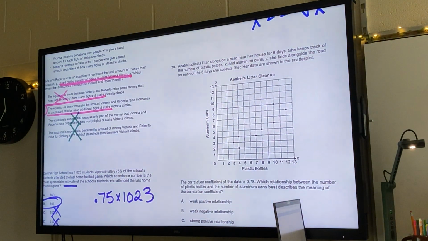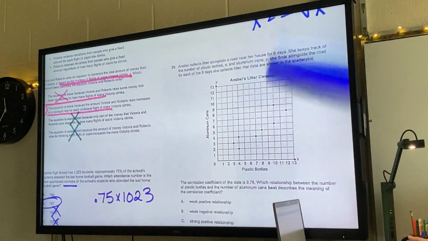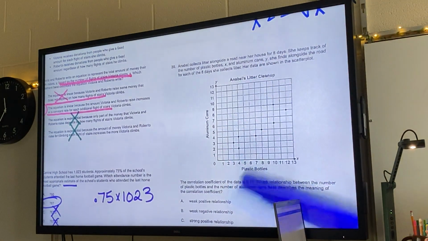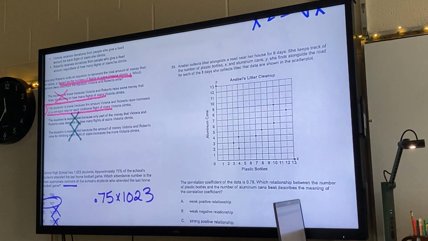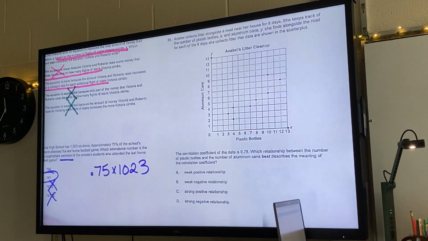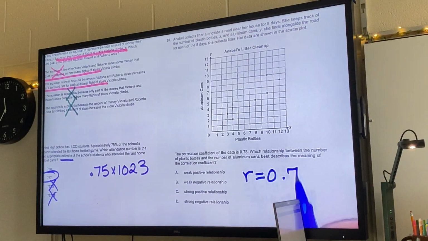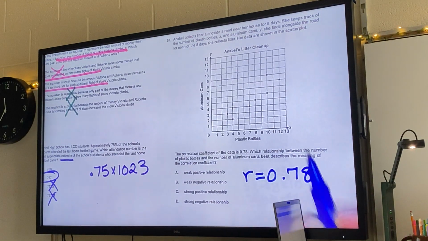Scatter plot, yeah. It says, Annabelle collects litter alongside the road near her house for 8 days. She's a good Samaritan. She keeps track of the plastic bottles, x, and aluminum cans, y, she finds on the road for 8 days, blah, blah, blah. Here's her data. It says the correlation coefficient is 0.78. So remember, the letter we use for correlation coefficient is r. So r is 0.78. And you got your dots.